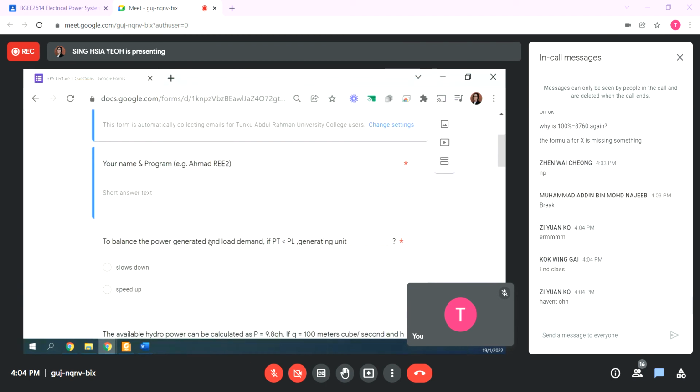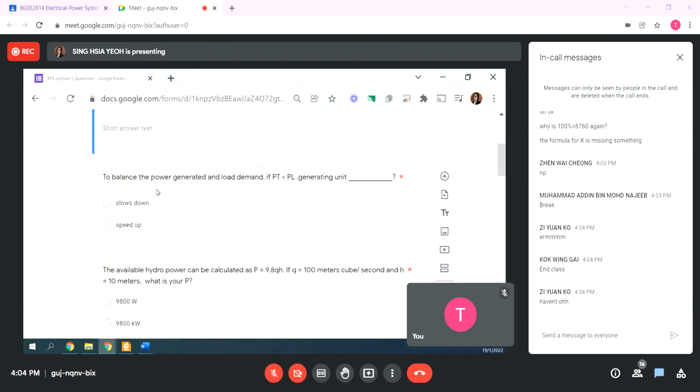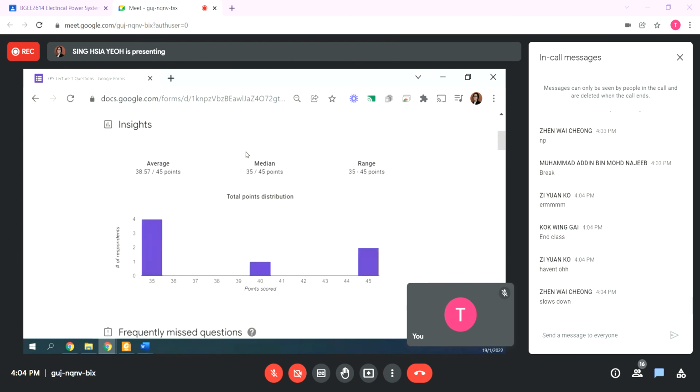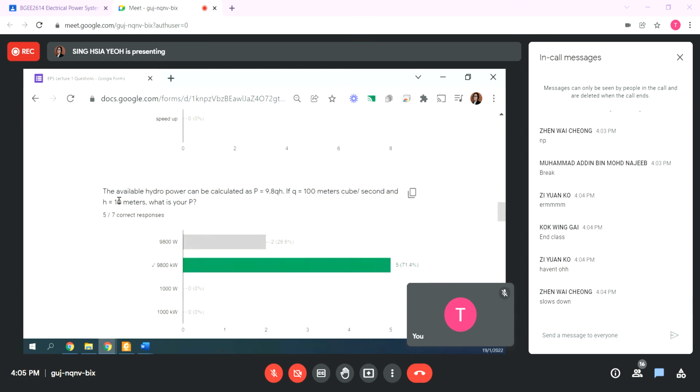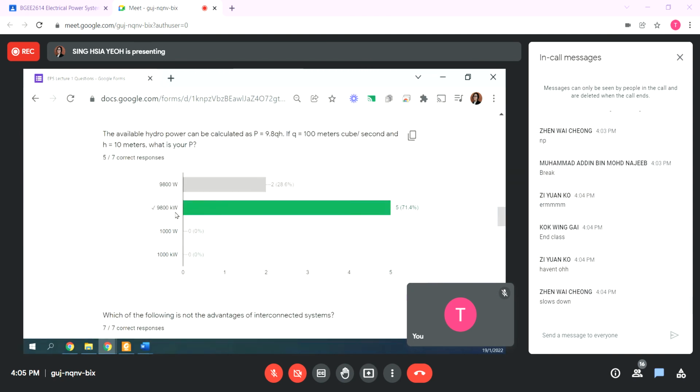Let's look at the question. To balance the power generated and the load, if PT is less than PL, the generating unit needs to slow down or speed up? Slow down, yes. The available hydropower can be calculated. If Q equals 100, what is your P? You need to put K, kilowatt. From the calculator it is 9,008 watts, but because of the formula, the rho, you need to put kilowatt. This is to test whether you concentrated on my recorded video or not.